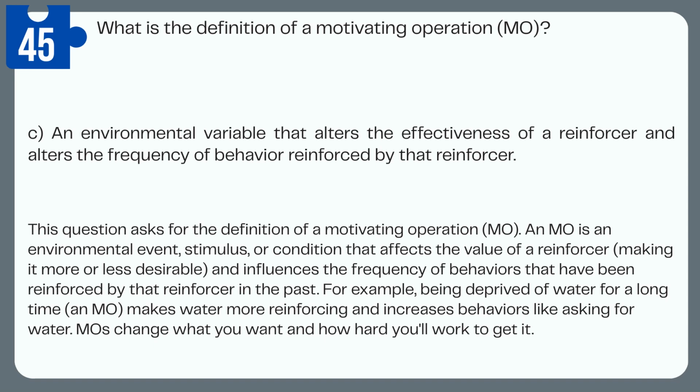Answer: C. An environmental variable that alters the effectiveness of a reinforcer and alters the frequency of behavior reinforced by that reinforcer. This question asks for the definition of a motivating operation, MO. An MO is an environmental event, stimulus, or condition that affects the value of a reinforcer, making it more or less desirable, and influences the frequency of behaviors that have been reinforced by that reinforcer in the past. For example, being deprived of water for a long time, an MO, makes water more reinforcing and increases behaviors like asking for water. MOs change what you want and how hard you'll work to get it.